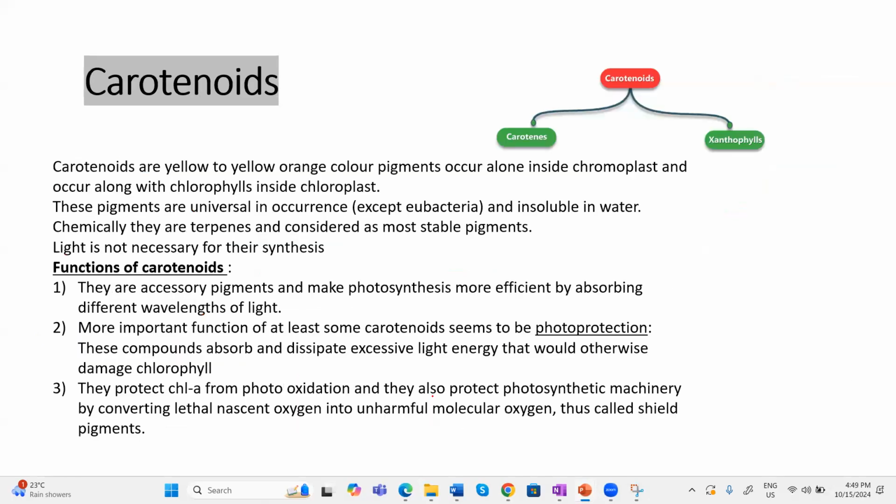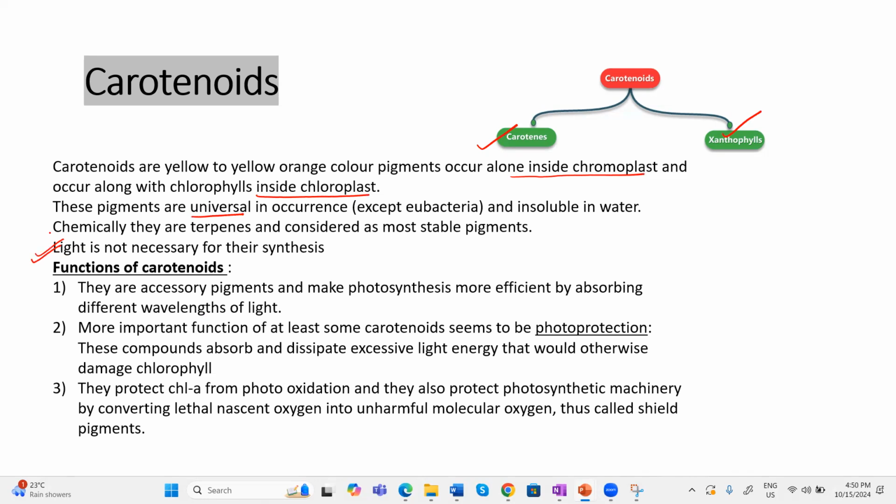Now let us see the next important pigment, that is carotenoids. Two types of carotenoids are there. One is xanthophyll, which is yellow in color. Another is carotene, which is yellow-orange. They are present in the chloroplast along with chlorophyll, and they are also seen in the chromoplast. They are also universal, just like chlorophyll, present in all photosynthetic organisms except eubacteria. And the main important difference is that light is not necessary for their synthesis.